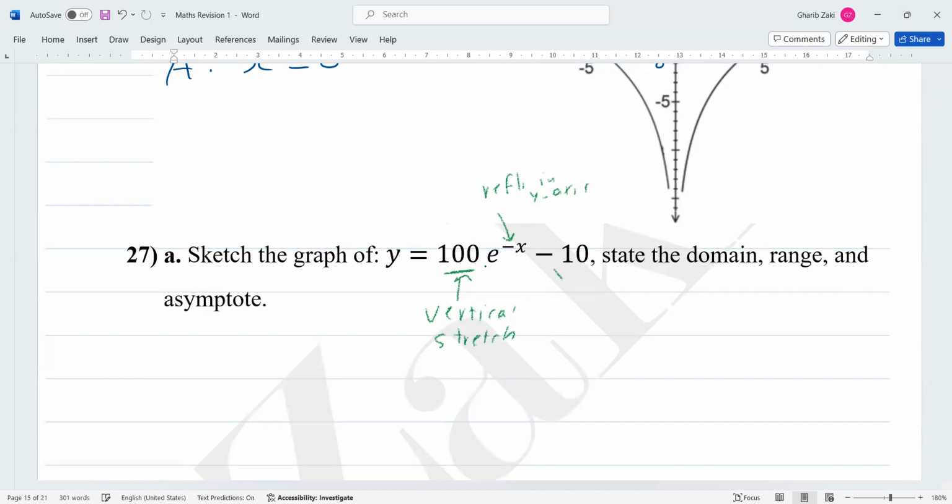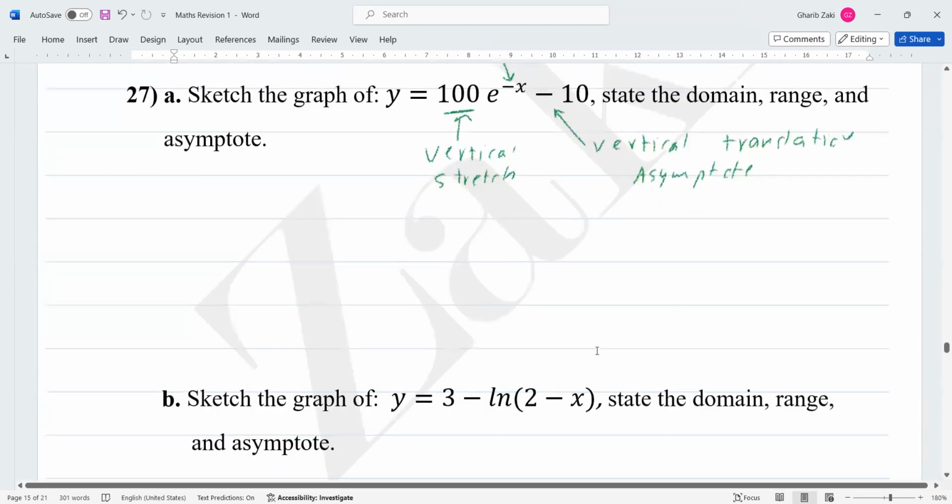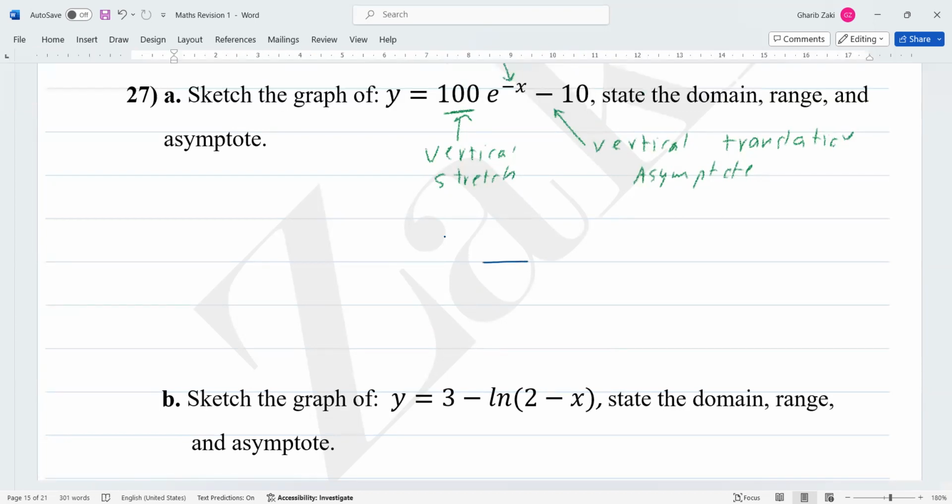What about negative 10? Negative 10, it is vertical translation, and also asymptote. Now, we need to sketch. Sketch means it is not like draw. In draw, we have to write 0, 1, 2, 3, 4. No, a sketch, just write the axis. Then we write x-axis, okay, here, x-axis. This is x-axis. And then this is y-axis.